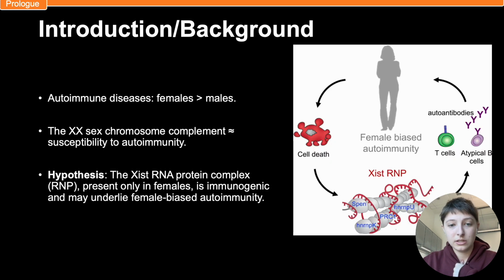Okay, so introduction. This is their graphical abstract. They're hypothesizing that in female cells, you have this cell death, and then all the components of the cell, like Xist RNP, are floating around in your body, and then T cells and B cells recognize this as something foreign to attack, so they make antibodies against it, and that affects this autoimmune response, which targets the self.